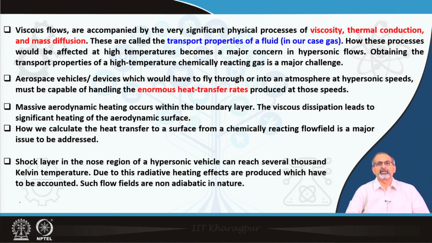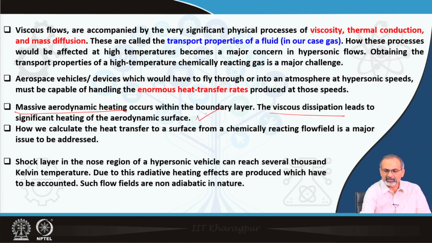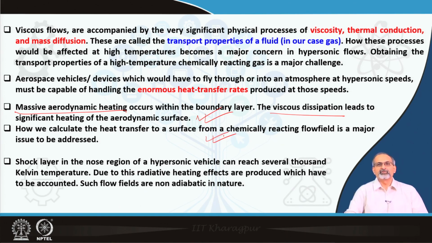Now, aerospace vehicles or devices which fly through or into an atmosphere at hypersonic speeds must be capable of handling the enormous heat transfer rates which are produced at those speeds. And massive aerodynamic heating occurs within the boundary layer. The viscous dissipation leads to significant heating of the aerodynamic surface, which you have learnt earlier. How we calculate the heat transfer to a surface from a chemically reacting flow field is of course a major issue. We had earlier looked at compressible boundary layer flow solution past a flat plate, but when it comes to a chemically reacting flow field moving past a surface, the solutions become much more complicated.